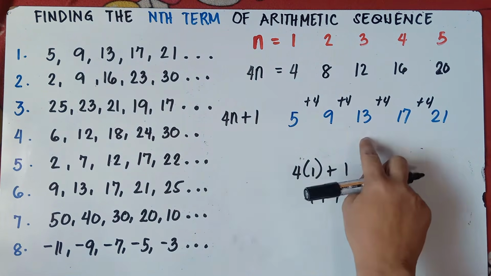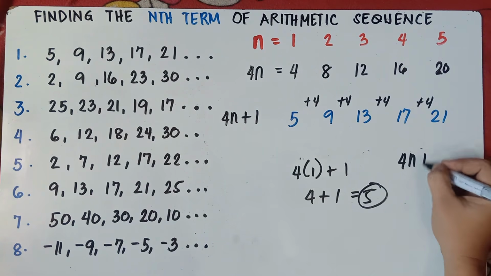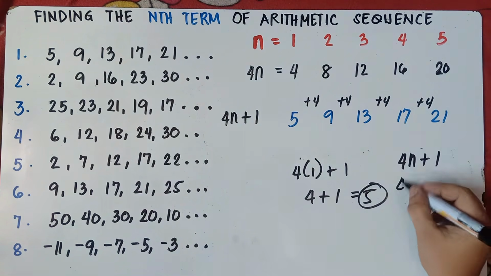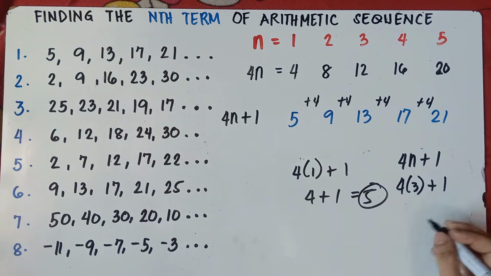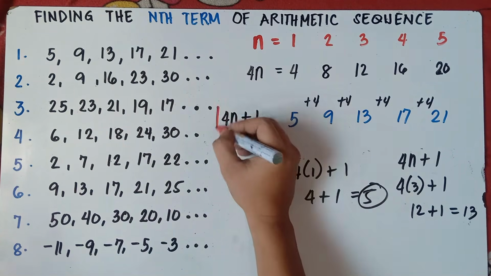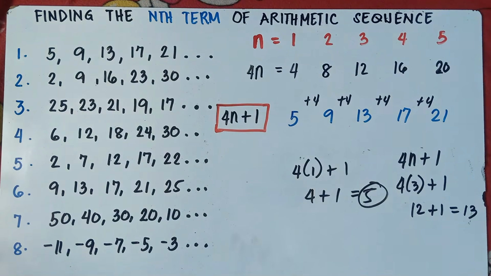Let's try to check the third term. 4 times n plus 1. If n is 3, the third position, then 4 times 3 plus 1. 4 times 3 is 12, plus 1, that is 13. So this equation is correct. This will be our equation: 4n plus 1.